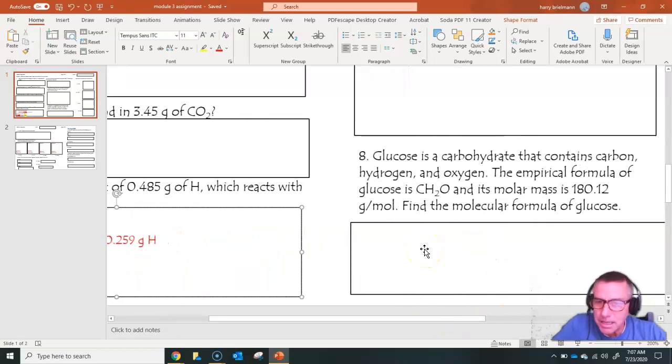Let's try number 8. Now, I'm not going to solve this whole thing for you again, but I'm going to give you a little bit of assistance. Let's read the question. Glucose is a carbohydrate that contains carbon, hydrogen, and oxygen.